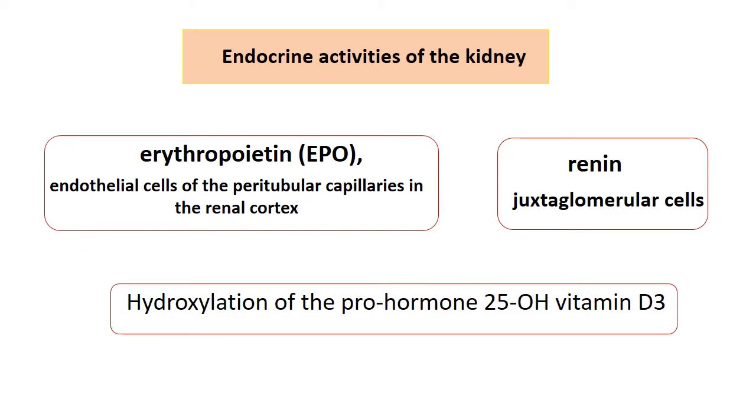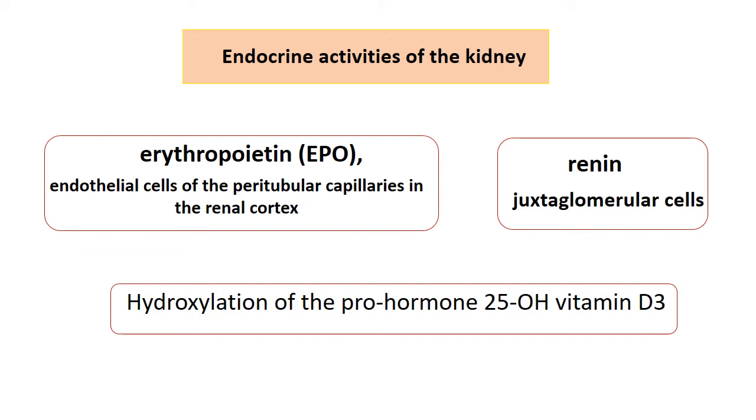That's why patients with kidney diseases or kidney failure suffer from anemia. In these patients, it is advisable to give them an artificial form of erythropoietin to compensate for the reduced amount of this substance in their body.